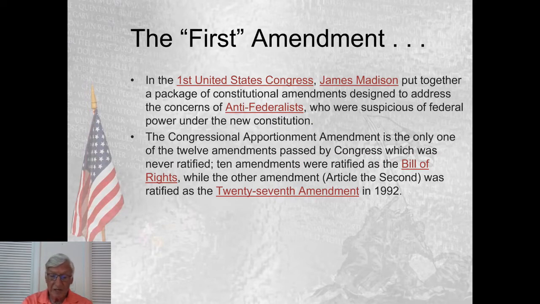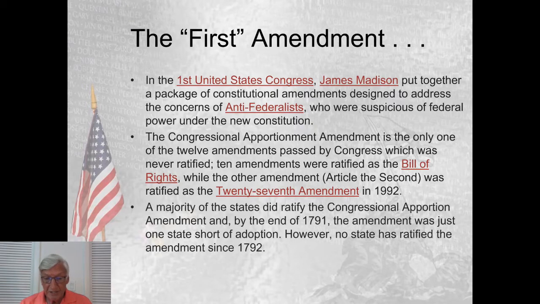What does the 27th Amendment say? It says that Congress may not increase its pay during the time in which it's serving. It can increase the salary or pay of the subsequent Congresses, but not of their own. But it took from 1789 until 1992 for that one to pass. But the majority of the states did ratify the Congressional Apportionment Amendment. By the end of 1791, the amendment was just one state short of adoption.